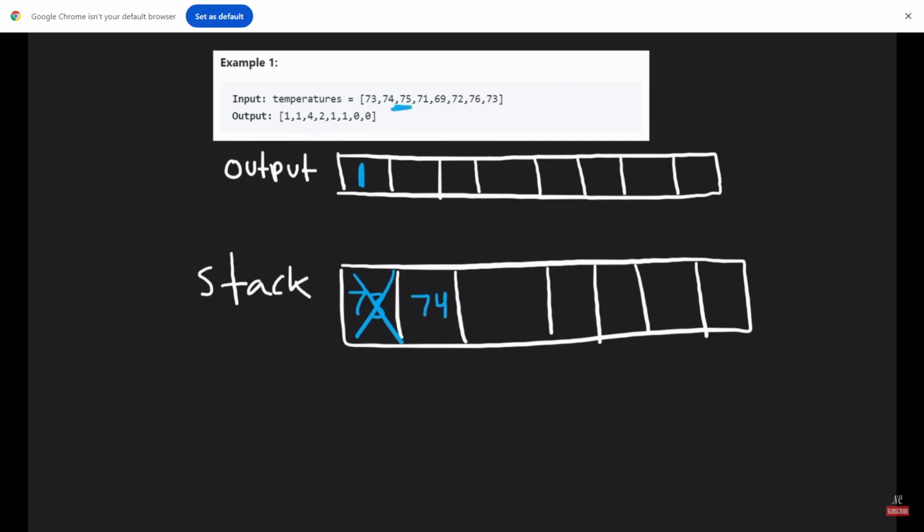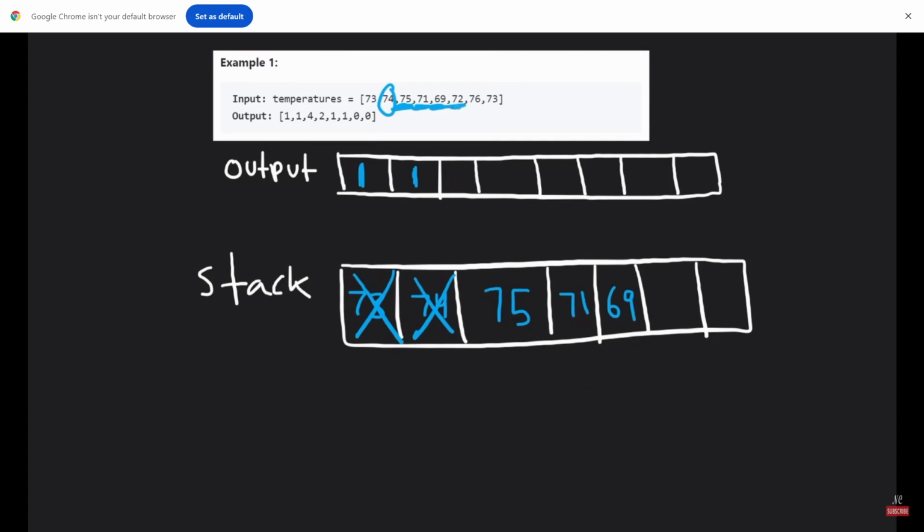Now, the exact same thing is going to happen with 75, right? 75 is greater than this. The difference between the indexes is 1, so we add a 1 to the output for 74, and we pop 74. Now we add 75 to the stack. Next, we get 71. 71 is not greater than the top of our stack, so all we do is add it. We don't update the output in either of those positions. Again, we get a smaller value, 69, so we add it to the stack. We can't pop any of these. 69 is not greater than either of these.